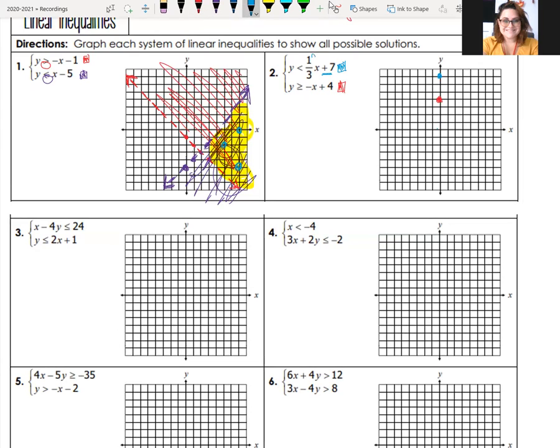I'm going to go up 1 and right 3. Up 1 and 1, 2, 3. Now, this is again going to be a dotted line because there is no equal bar underneath our inequality. And I definitely don't have enough room or enough dots to make myself a dotted line. So I need to go down 1 and left 1, 2, 3. Down 1, 1, 2. It should be somewhere right there. And then we will dot it out.